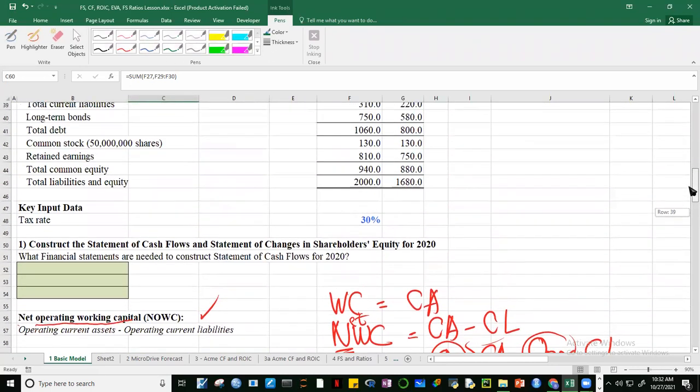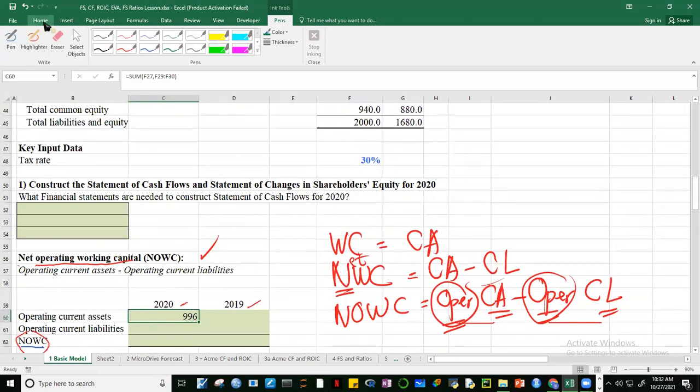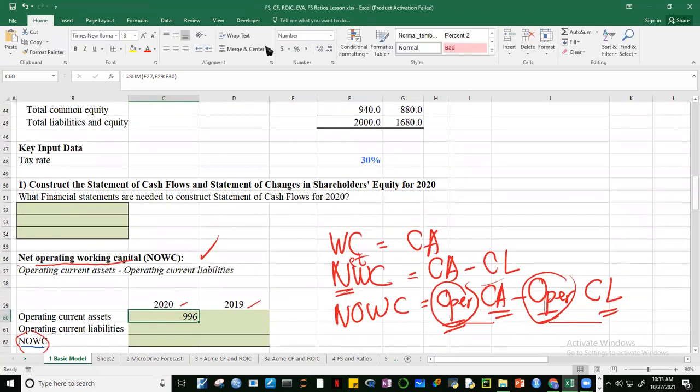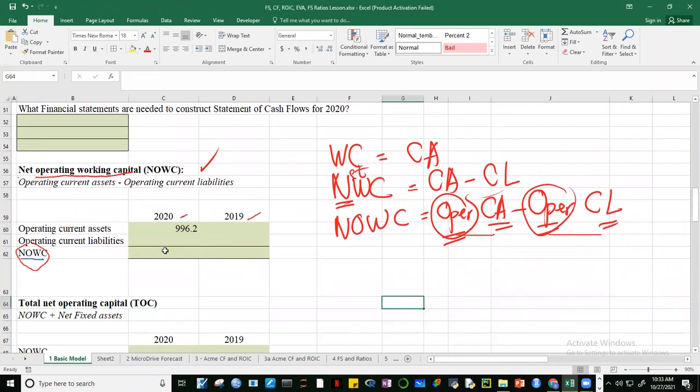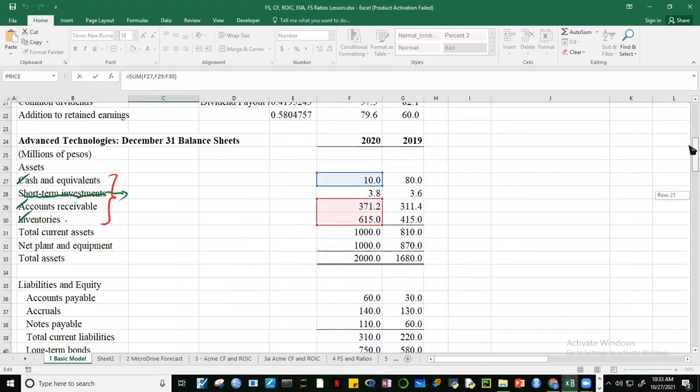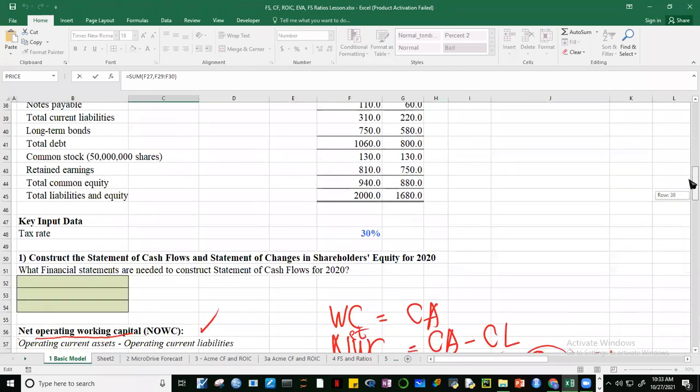Let's just follow, guys. Let's just add 1 decimal place here so that it's consistent with the other figures here. Then can we copy this, guys, to the right to compute for the operating current assets for 2019? So this is the formula. If I copy this to the right, will I be able to compute for operating current assets for 2019? Yes or no, please?